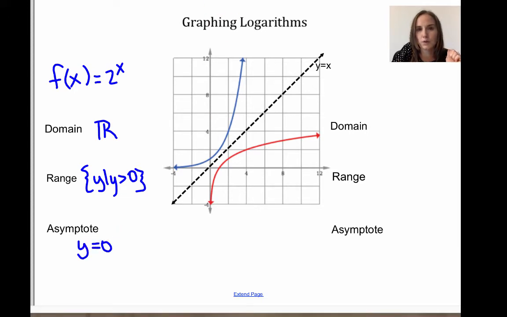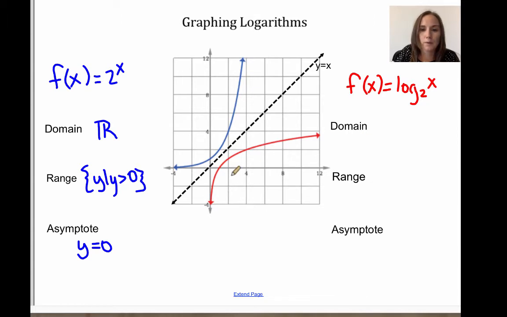Okay, I'm going to switch to red now, and let's talk about the red function. This is actually the inverse, you can tell because it's reflected over the line y equals x, and this is f of x equals log base 2 of x.